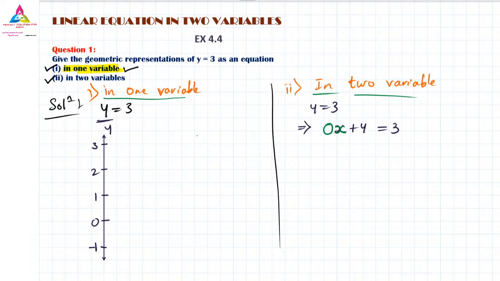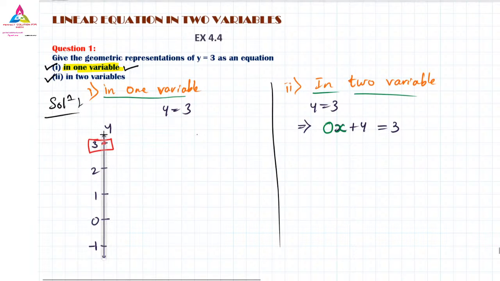So in this, which one do I have to mark? y is equal to 3. Yes, that is a +3, so there you have to mark. That's all, finished. So where is the 3 value? This is the 3 value. This one you have to mark. This is your answer. Difficult, or easy?